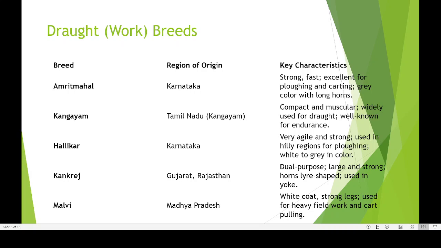They are saying maybe a different breed of Hallikar. So normal color, here you can see, this is the Hallikar cow. Here also you can see that this is the Hallikar. So this is the white to grey in color. That is how the Hallikar breed is. Very agile and strong. Mainly in hilly regions they are using it. White to grey in color.